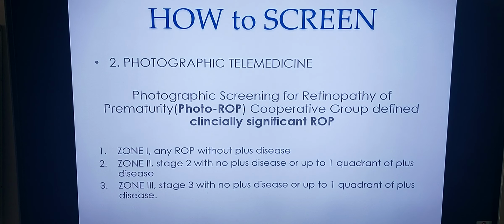I won't be going into zone 1, zone 2 and zone 3. If any ROP is present in zone 1, stage 2 with no plus disease or up to 1 quadrant of plus disease, and in zone 3 if there is stage 3 with no plus disease or up to 1 quadrant of plus disease. What are all these zones and what are all these stages? It is coming up in the presentation later on. Along with that, there are also trials of artificial intelligence being incorporated with photographic telemedicine to screen these patients.